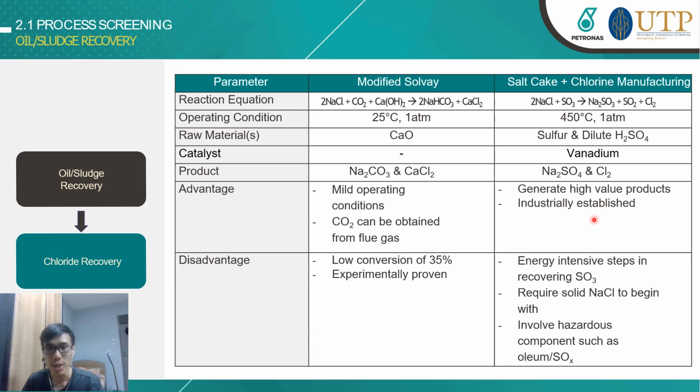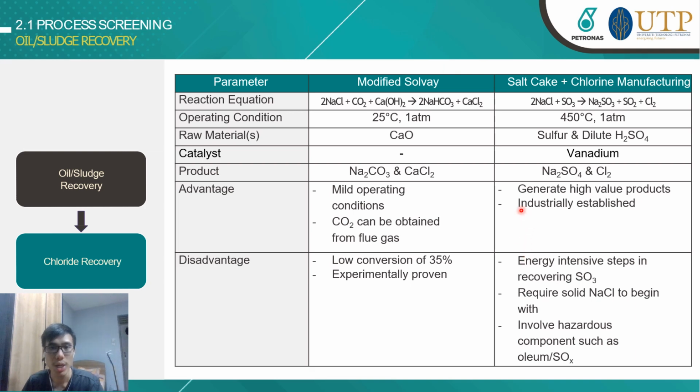In contrast, the industrially established route converts sodium chloride and sulfur trioxide gas into highly valuable salt cake and chlorine at 450 degrees Celsius and 1 atm in the presence of vanadium catalyst. However, the energy-intensive steps in recovering sulfur trioxide gas and the usage of hazardous components make this route undesirable. Moreover, this process requires dry solid salt as feed, which means all the water in the effluent streams must be removed, which is highly unlikely.